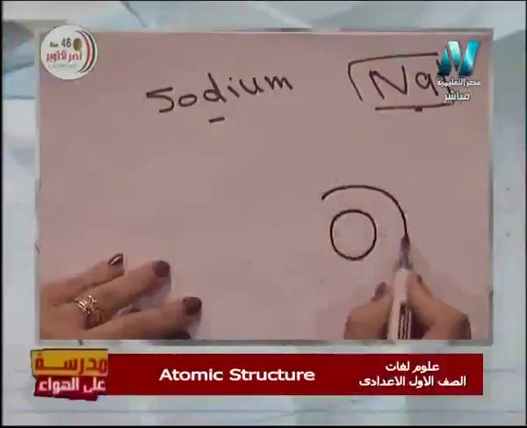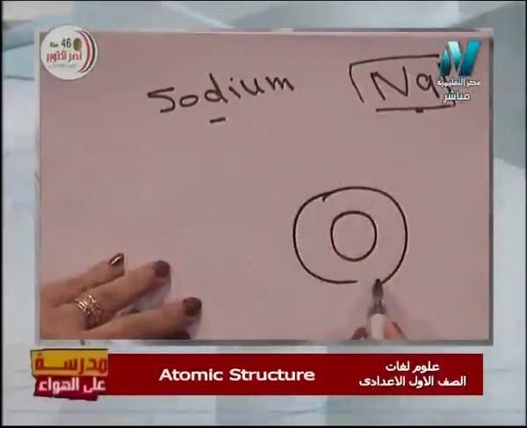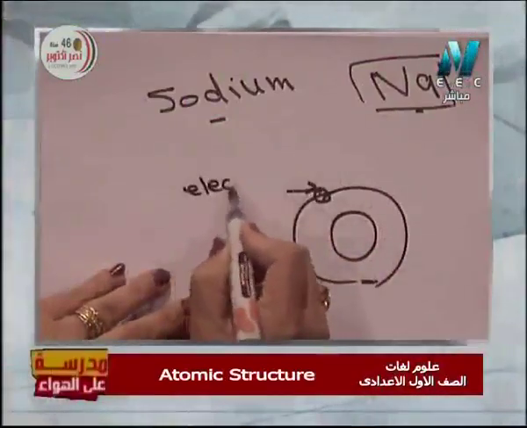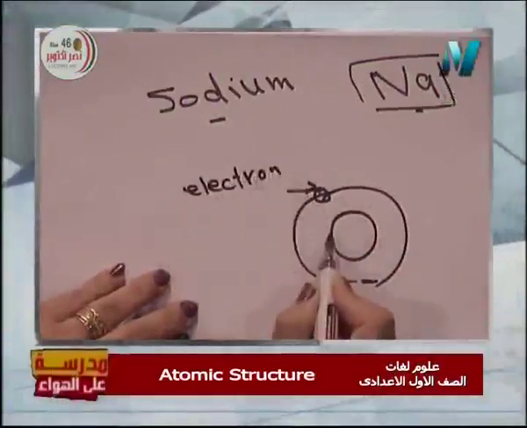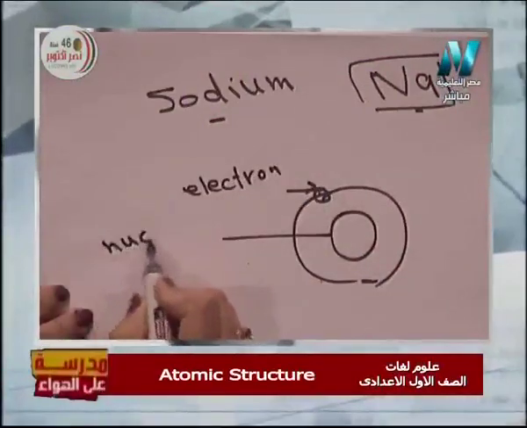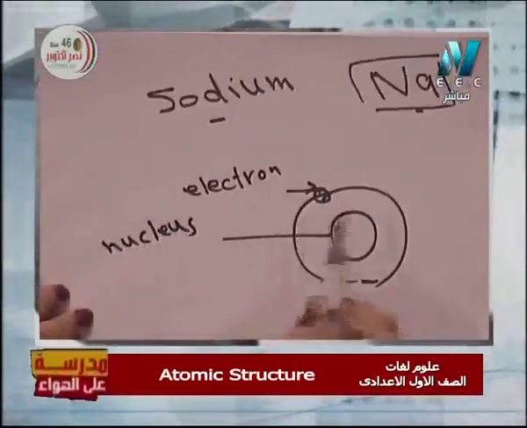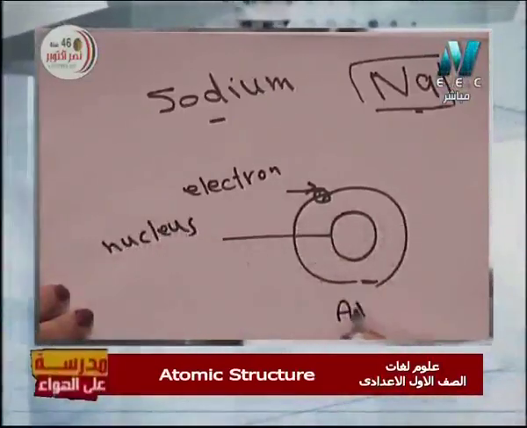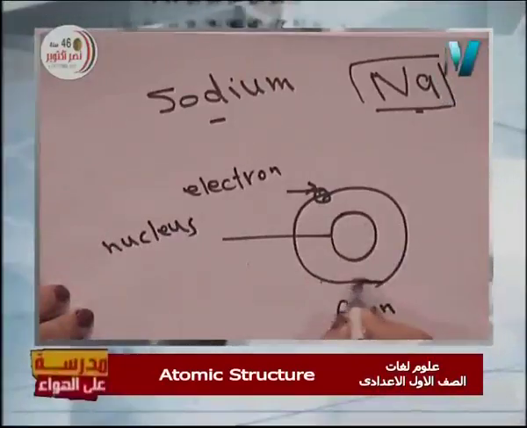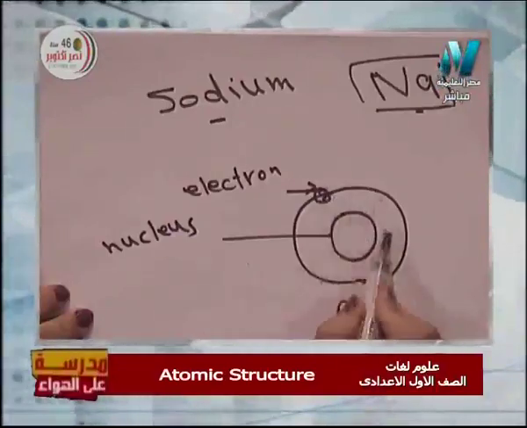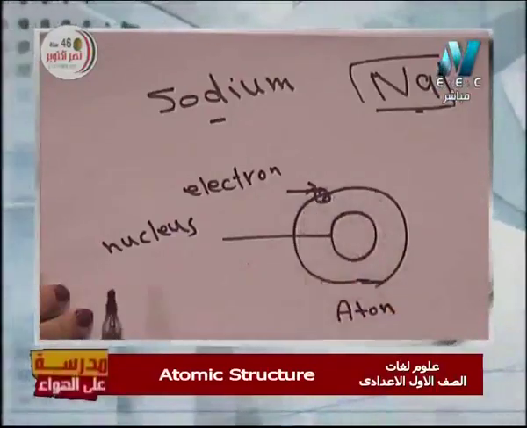لو جينا هنا عملنا symbol diagram of atom represented by nucleus and electrons revolve around it. هنا كده ده electron وعندي هنا nucleus. تمام. يبقى عندي هنا ايه nucleus. يبقى its diagram represents atom consists of nucleus and electrons revolve around it.